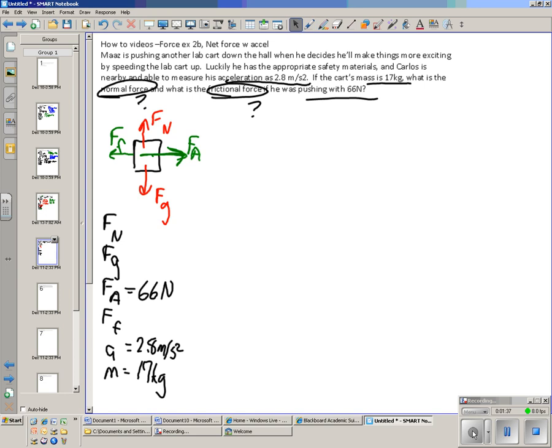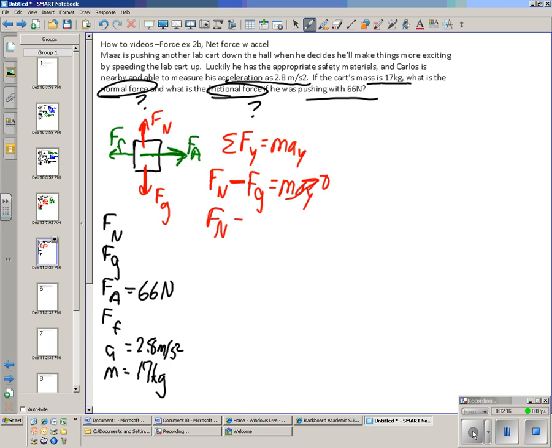We can start on either axis because we do need something from both. Let's go ahead and start with the y-axis. Sum of the forces on the y equals mass times acceleration on the y. We always start off with Newton's second law, F equals ma, just specific to the y-axis. So we have the normal force minus the gravitational force equals mass times acceleration on the y. Normal is up, gravitational is down, so we treat gravity as a negative. Is it floating up into the air or is it falling down? No, of course not. The acceleration is zero.